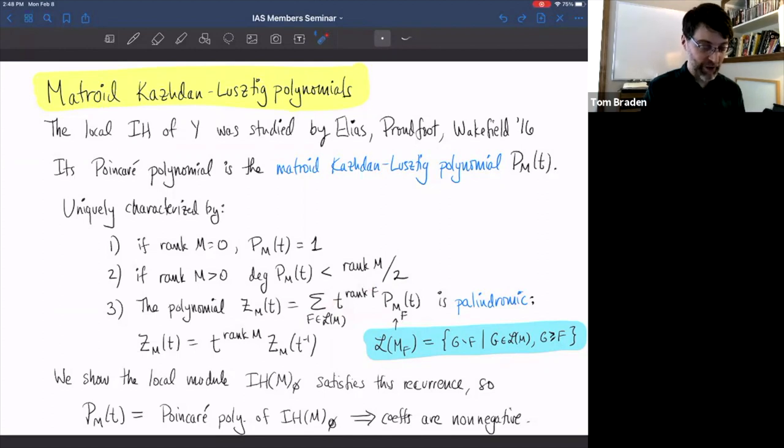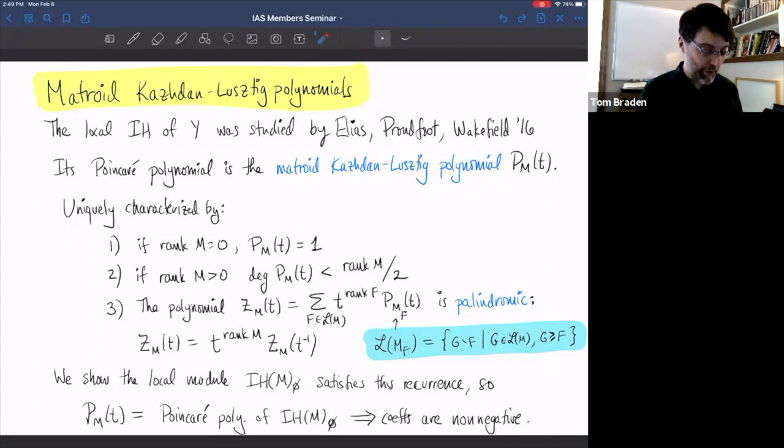And if you think about it, this actually uniquely defines the polynomials, because in this sum you can assume by induction that you've computed all of these for matroids of smaller rank, and then the only term in the sum you haven't seen is P of M itself times one, and then in order for this to be palindromic and for this to be of degree less than the middle, there's only one thing that you can add to get a palindromic answer. Okay, so if you look at the original paper, this is not the definition they gave, but this is equivalent to it and a little bit easier to state.